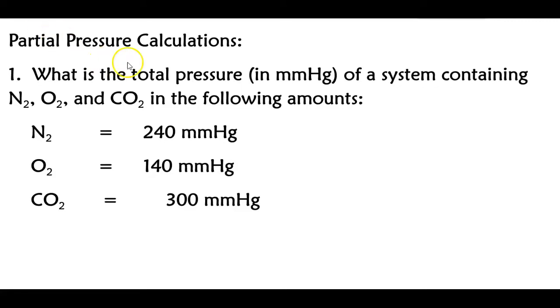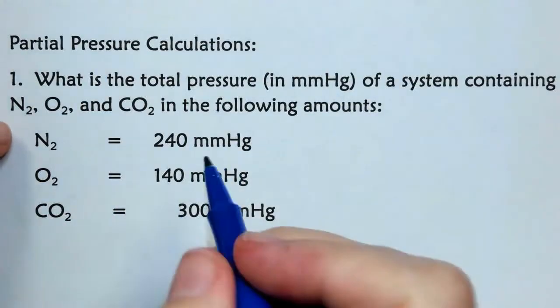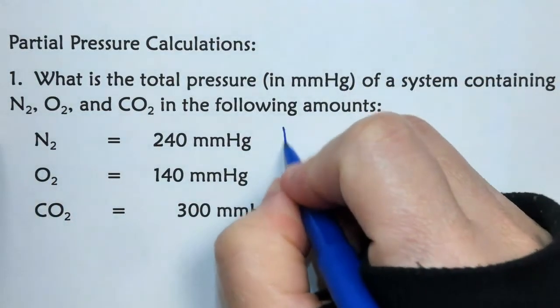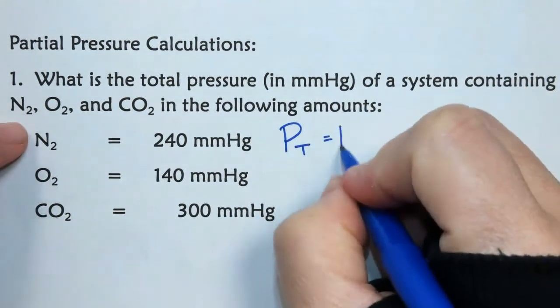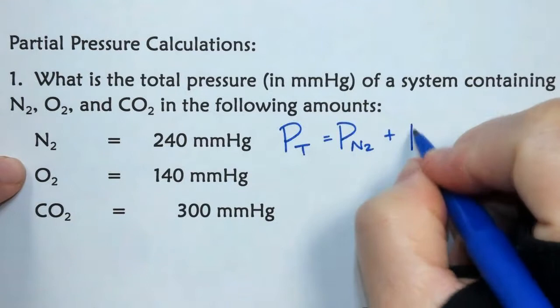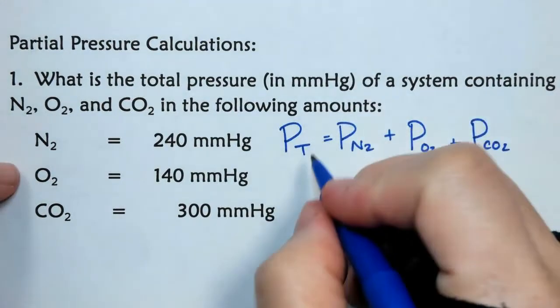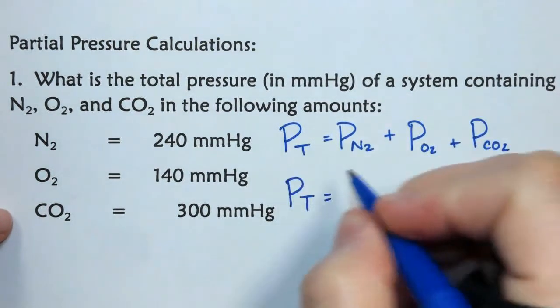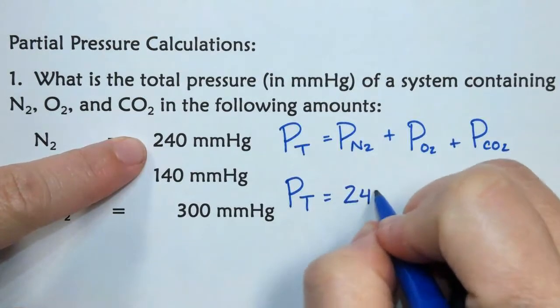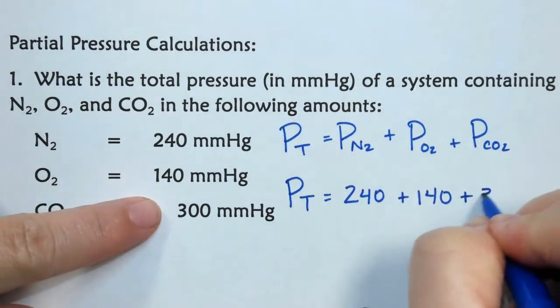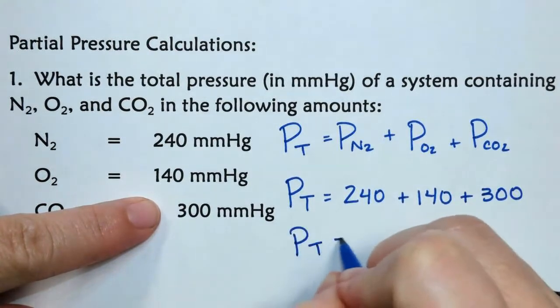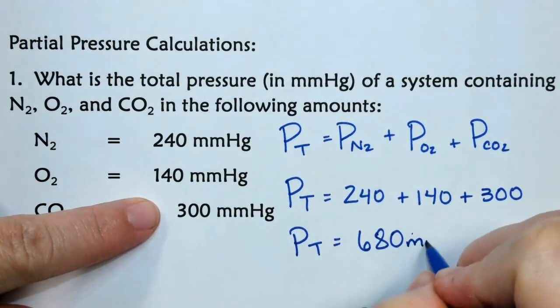So, for example, what is the total pressure in millimeters of mercury of a system containing nitrogen, oxygen, and carbon dioxide in the following amounts? To solve this, we need to take the sum of all 3 of these pressures, so the total pressure is going to equal the pressure of the nitrogen plus the pressure of the oxygen plus the pressure of the CO2. And so we're going to get PT, pressure total, equals 240 plus 140 plus 300, which gives us a total pressure of 680 millimeters of mercury.